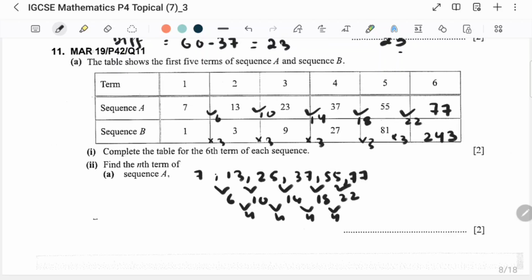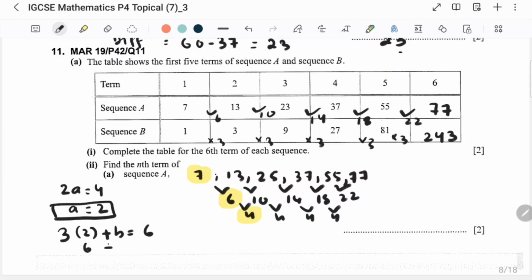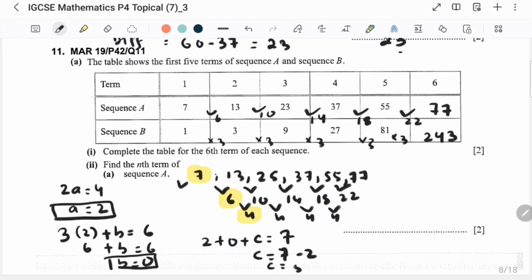Okay, so you have second difference, first difference and first term. 2 is the second difference. A is equal to 4 over 2, which is 2. 3a is 2 plus b equals the first difference 6. 6 plus b is equal to 6, so b is equal to 6 minus 6, 0. Then a plus b plus c: 2 plus 0 plus c is equal to the first term, so c is equal to 7 minus 2, which is equal to 5. An square plus bn plus c, so you have 2n square, b is 0 and c is 5. 2n square plus 5.